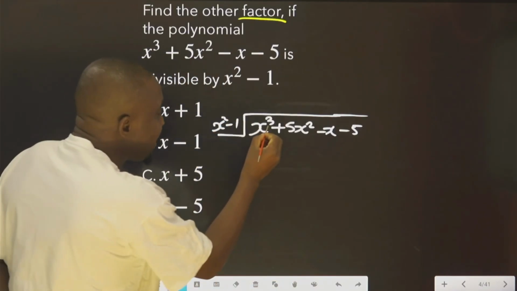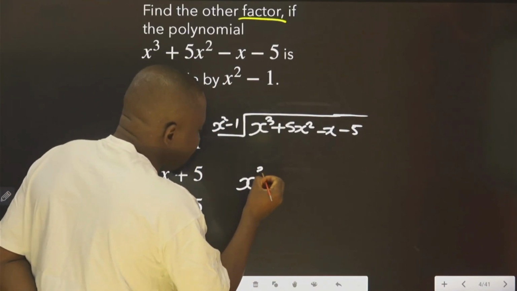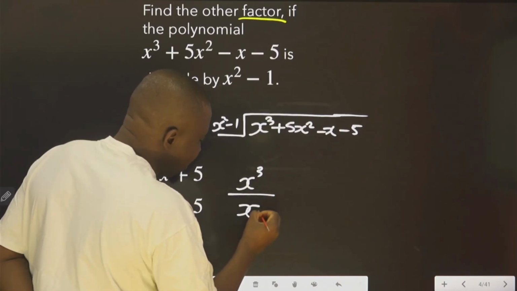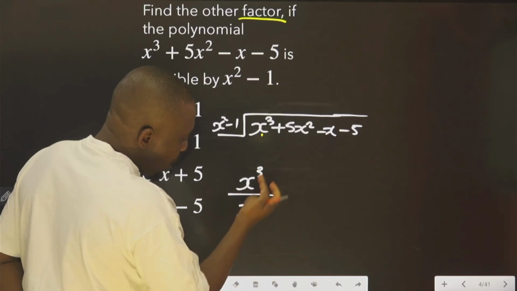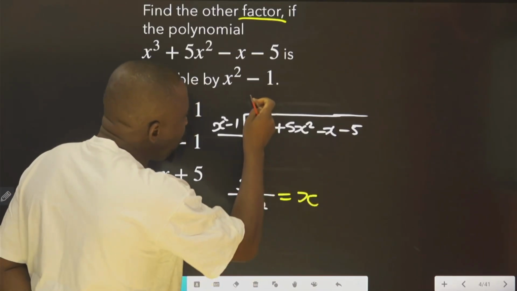squared minus 1. This s raised to the power 3 over s raised to the power 2, that is, divide this by this, okay? You agree with me? You're going to have s. You put the s here.